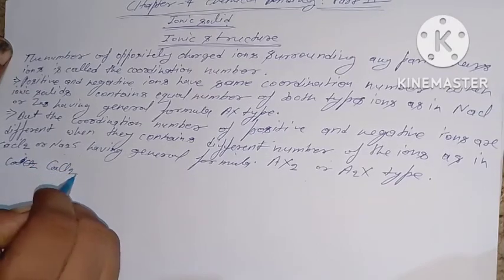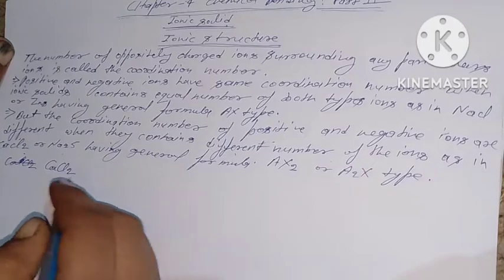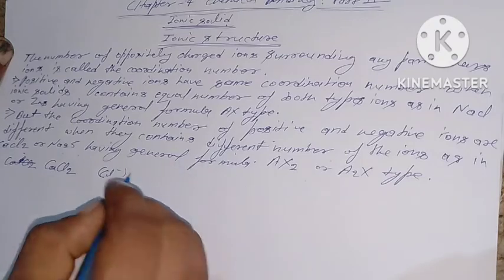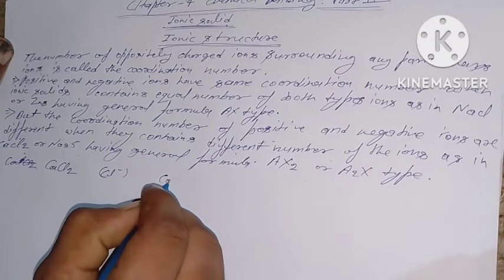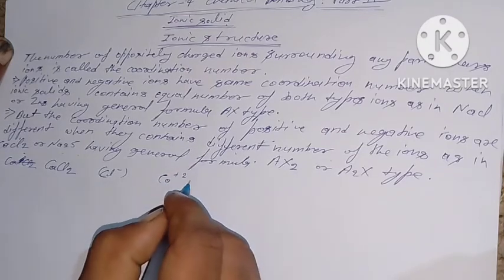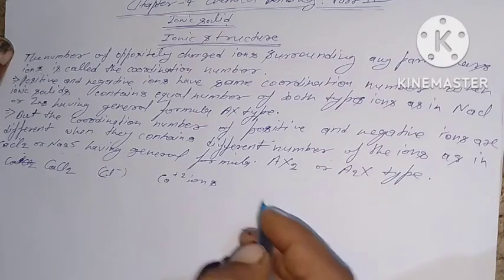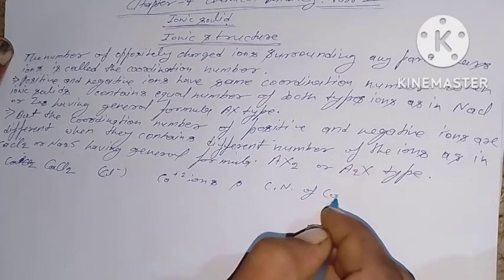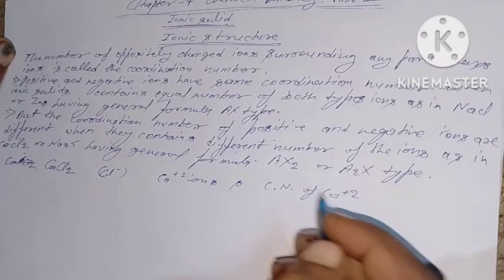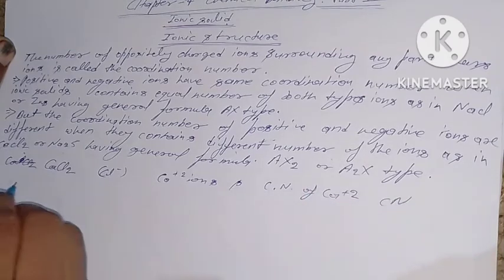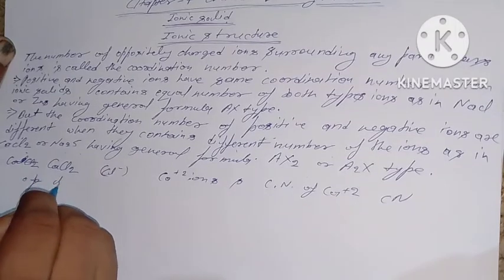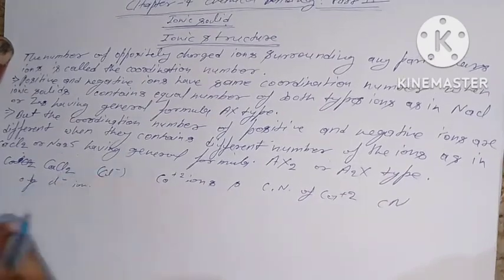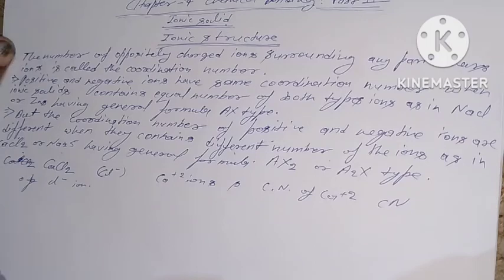In CaCl2, chlorine negative ions are twice as many as Ca2+ ions, so the coordination number of Ca2+ ions is twice the coordination number of Cl- ions. The structure of the ionic solids depends upon the relative size of the cations and anions present in them.